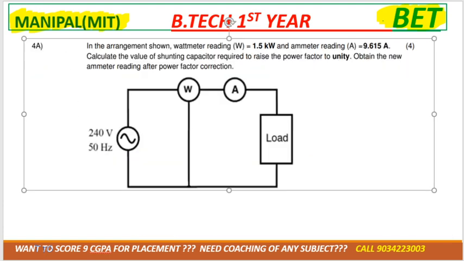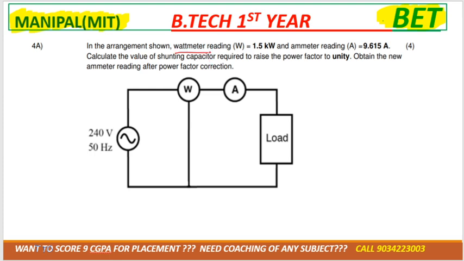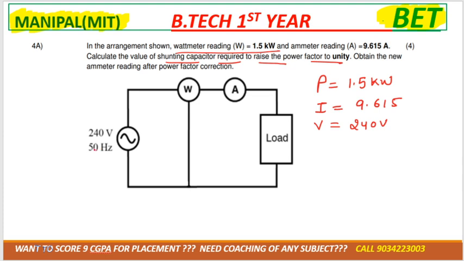But they have asked you. Now in this question they said in the arrangement shown, wattmeter reading. Wattmeter reading means power is given, okay, 1.5 kilowatt, and ammeter reading means current is given, 9.615. Calculate the value of shunting capacitor to raise the power factor to unity. So for this particular value voltage is also given, 240 volt, and frequency is also given. We need to get cos phi.